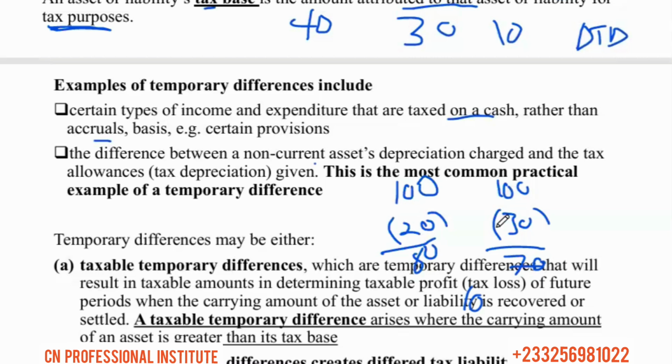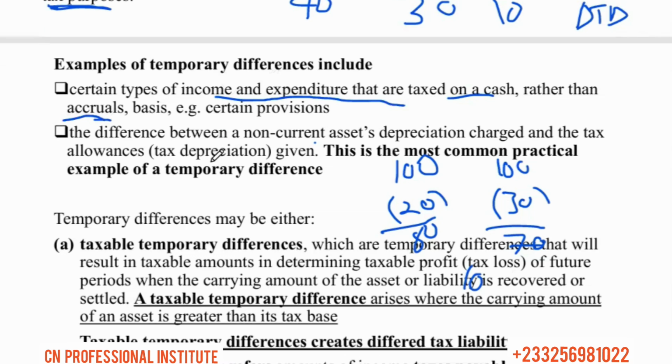For example, depreciation is 20,000, capital allowance is 20,000. In that case, the carrying value and the tax base will be 80,000. So there will be no temporary difference, right? So one cause of temporary difference is the difference between the depreciation charge and the capital allowance or the tax depreciation, right? And it says that difference is income and expenses here, which are taxed on cash rather than accrual. Okay. I'll look at all these things in examples.